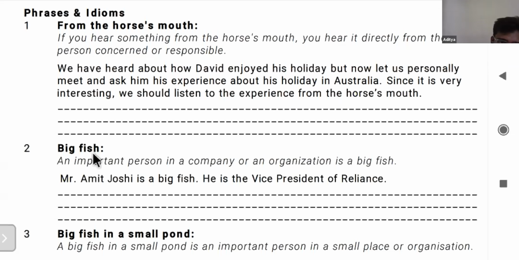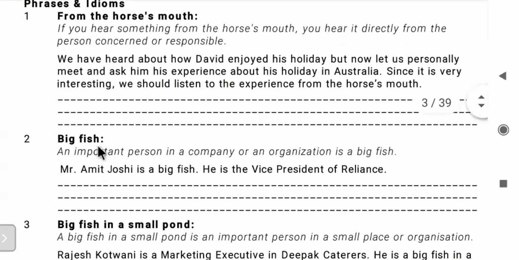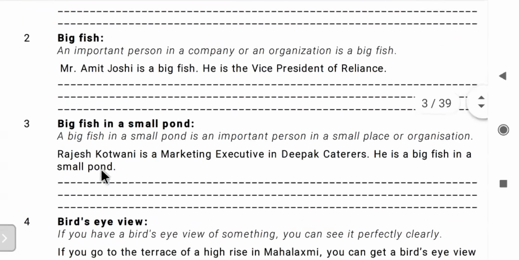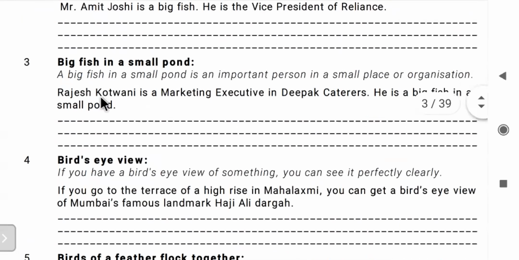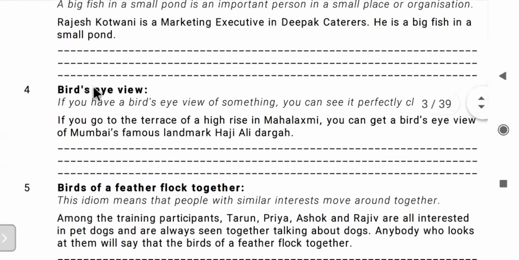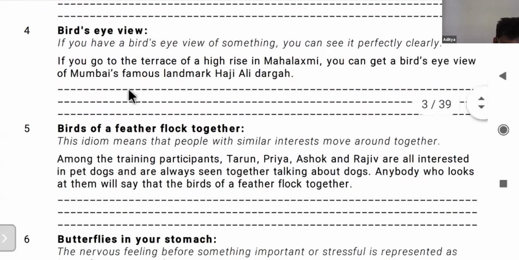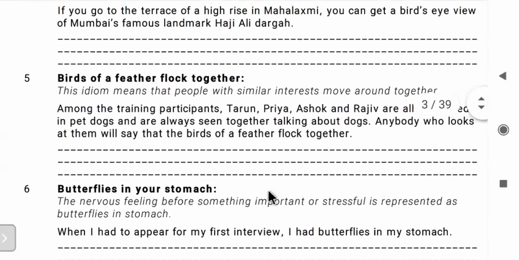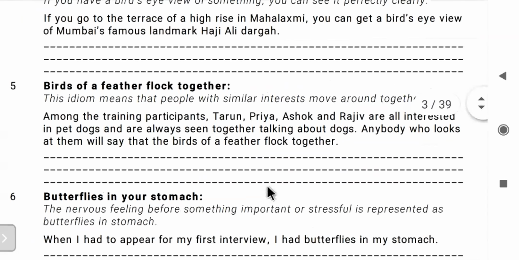There are some other ones like big fish, etc., which are simple, and bird's eye view, which is very important. I want you to also take a look at them in the evening today or tomorrow, whatever, and come back and we will discuss it next time.